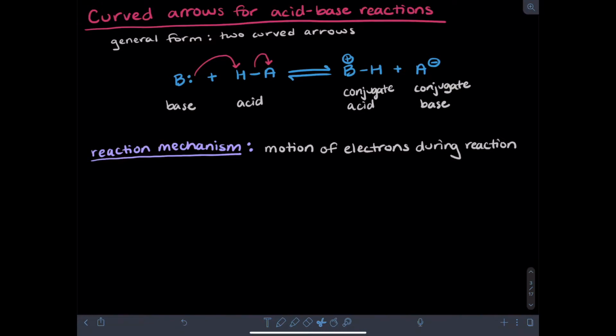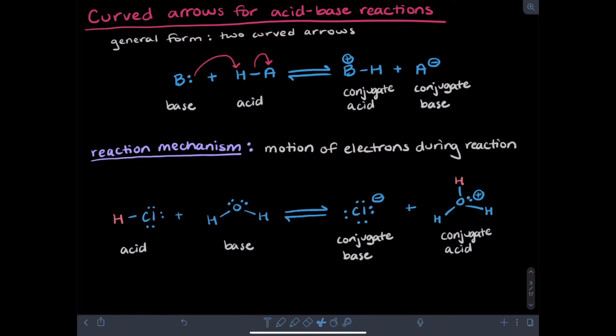Here I want to show the curved arrows for the acid-base reaction I showed on the previous page, which is the acid HCl reacting with the base water. I'll have 2 curved arrows, going from the lone pair of my base to H, and my HCl bond breaking, and the electrons going to chlorine.